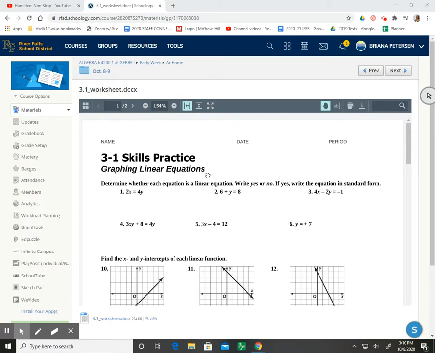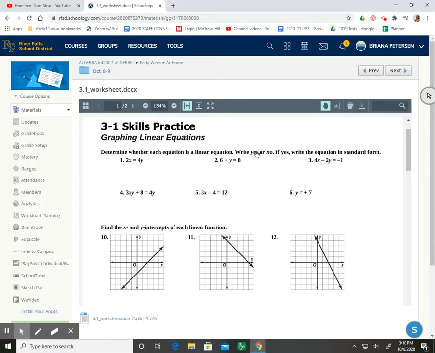I've gotten a few questions on the 3-1 worksheet, so I just wanted to show you how to think about each of these different kinds of questions. The first kind of question would be 1 through 6. So all of these. We need to decide whether they're a linear equation.